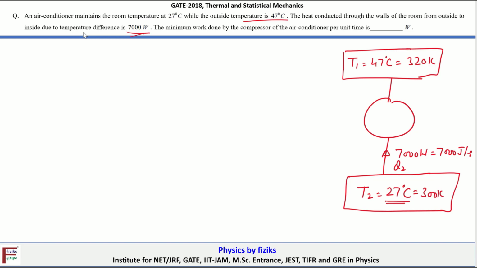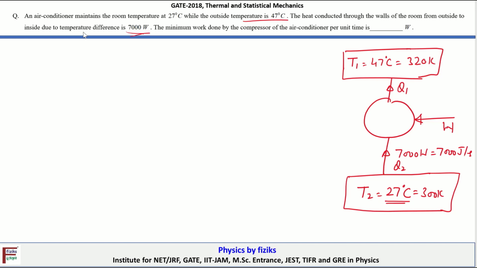Now the minimum work done by the compressor of the air conditioner per unit time is... we have to evaluate the minimum amount of work done by the compressor to remove Q2 amount of heat from this reservoir. We can immediately calculate W provided the heat rejected to the high temperature reservoir, Q1, is known. We can determine Q1 from the given information with the help of a standard result that we obtain while talking about the Carnot cycle.